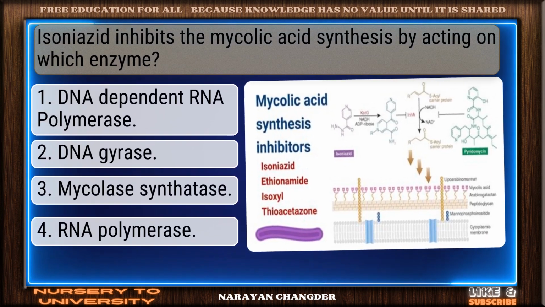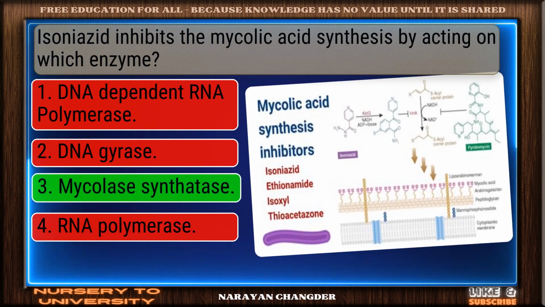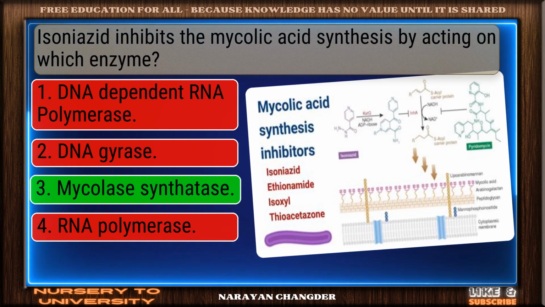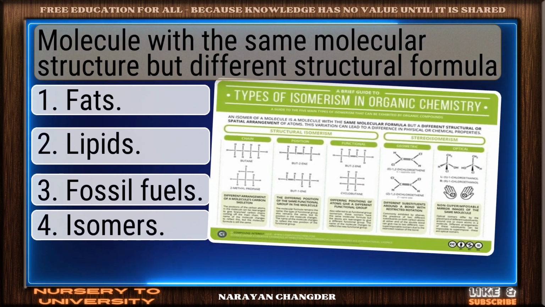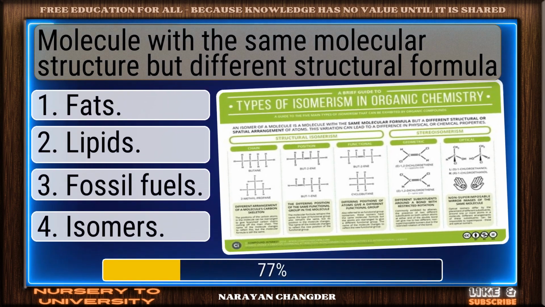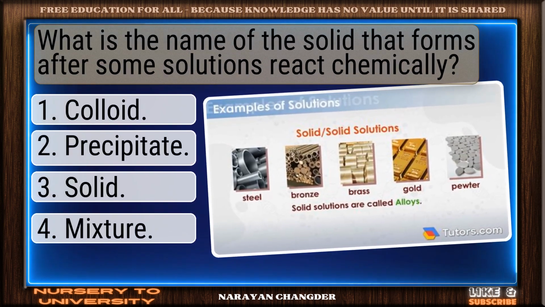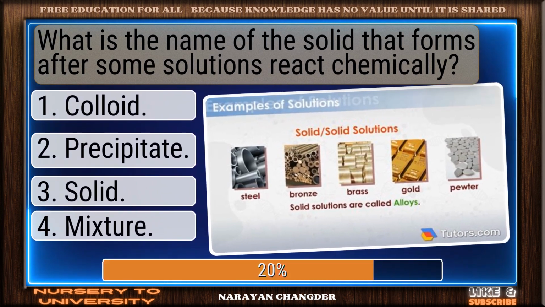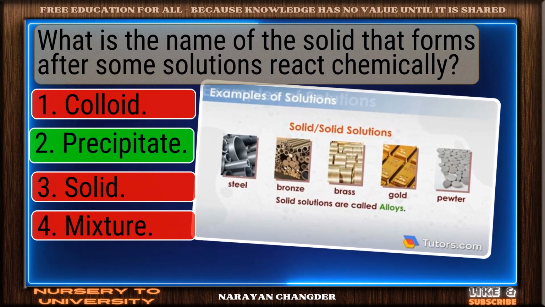Isoniazid inhibits the mycolic acid synthesis by acting on which enzyme? Clear logic. Your choice, mycolic acid synthetase, is sound and 100% true. Molecules with the same molecular formula, but different structural formula. Correct. Isomers is the right answer. What is the name of the solid that forms after some solutions react chemically? You got it. Your choice, precipitate, is right.